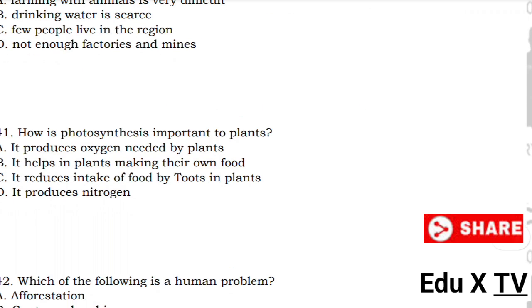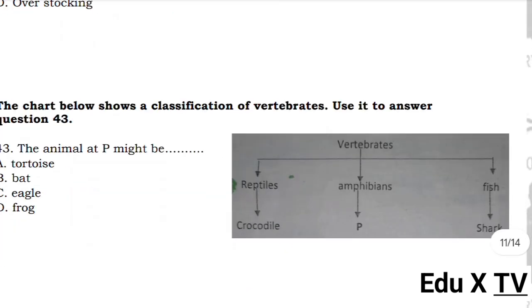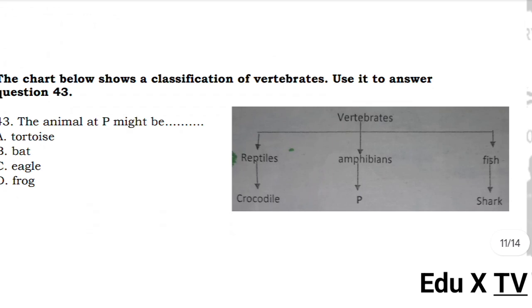Number 41. How is photosynthesis important to plants? The answer is B. Number 42. Which of the following is a human problem? The answer is C. The chart below shows a classification of vertebrates. Use it to answer question 43. Number 43. The animal at P might be... The answer is D.